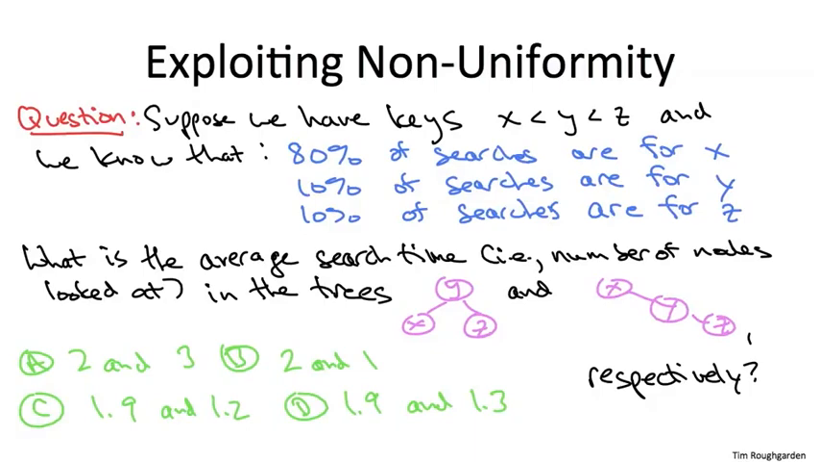When I say the search time for a node, I just mean how many nodes do you look at en route to discovering what you're looking for, including that last node itself. So the search time for something that's at the root, for example, would be a search time of just 1, because you only look at the root to find it.